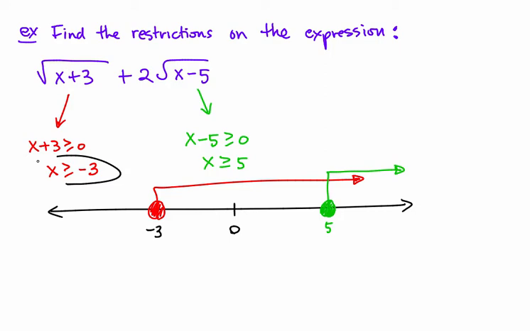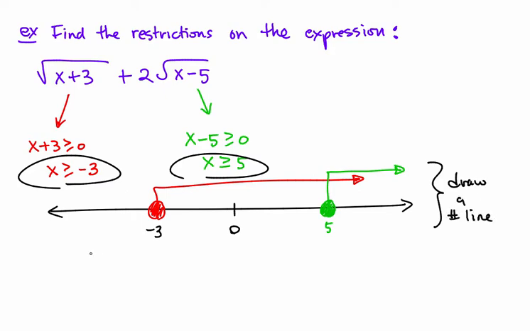So sometimes you'll get multiple restrictions, and you have to think about those restrictions together. The easiest way to think about them together is to draw a picture, draw a number line, and come up with a single restriction. So in this case, the single restriction is x has to be bigger than or equal to 5. It's not good enough that it's just bigger than or equal to negative 3, because those numbers that you substitute in, like 0, don't work in the second radicand. They don't work in this part.